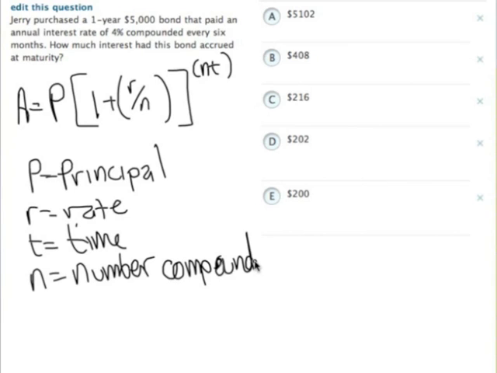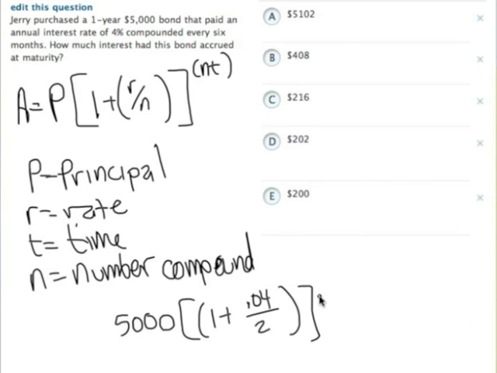So you simply plug the numbers from this particular problem into that formula. It's that principal of $5,000, and we have then 1 plus 0.04 over 2, and it's only a 1-year bond, so T ends up equaling 1, so that's just the number of times compounded per year is 2.